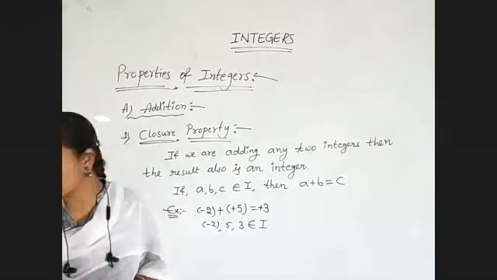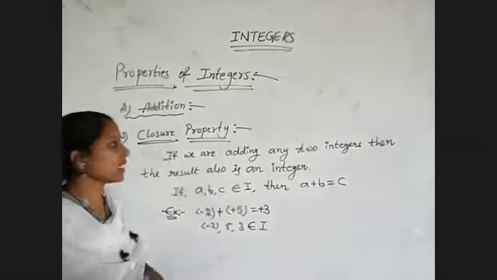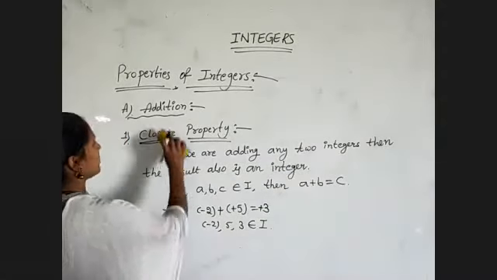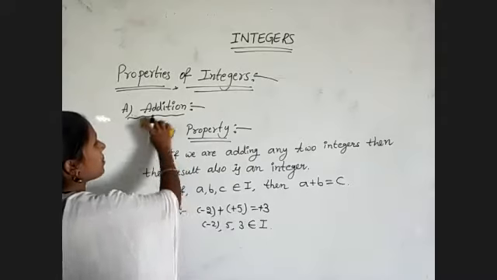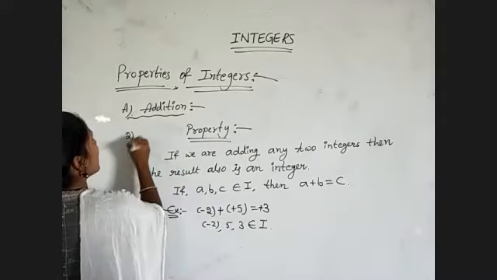Now coming to the next property, commutative property. So commutative property of integers under addition.